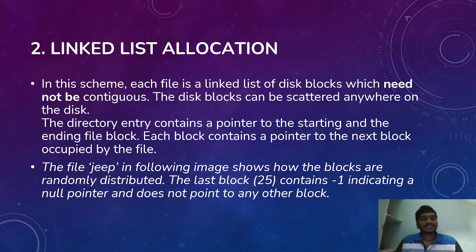In linked list allocation, each file is a linked list of disk blocks which need not be contiguous. Meanwhile, in contiguous allocation the file is stored as contiguous blocks, but in linked list allocation they need not be contiguous. The disk blocks can be scattered anywhere on the disk, and the directory entry contains a pointer to the starting and the ending file block. Each block contains a pointer to the next block occupied by the file. This means in linked list allocation, block by block, there needs to be a pointer to connect one block to another block.